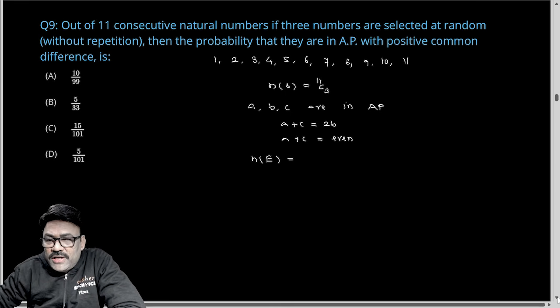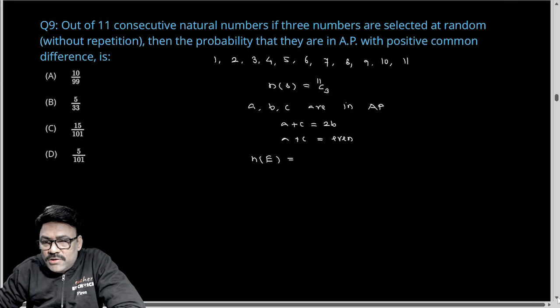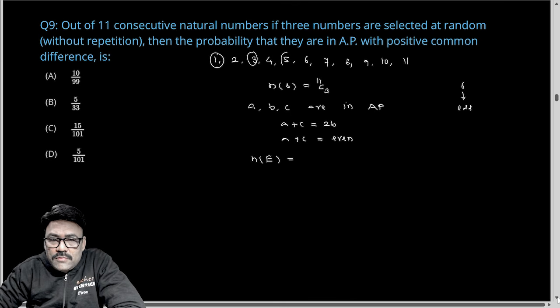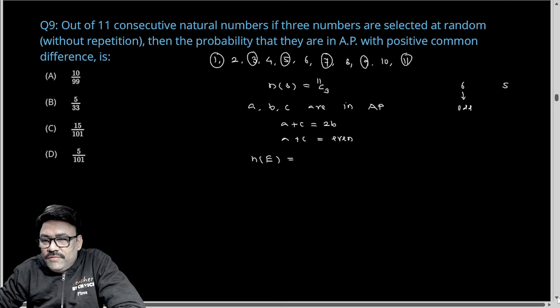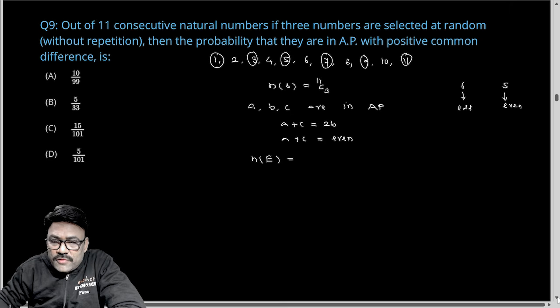And see, in 11 natural numbers, you have 6 odd natural numbers. 6 odd natural numbers are 1, 3, 5, 7, 9, 11. And 5 even natural numbers. So that means you are selecting both the numbers A and C from odd, 6C2, or you are selecting both the natural numbers A and C from even, 5C2.